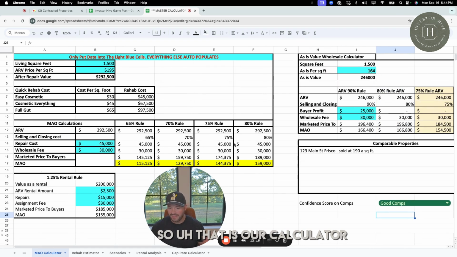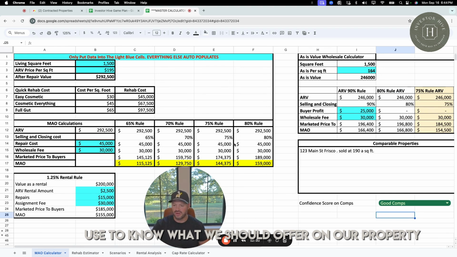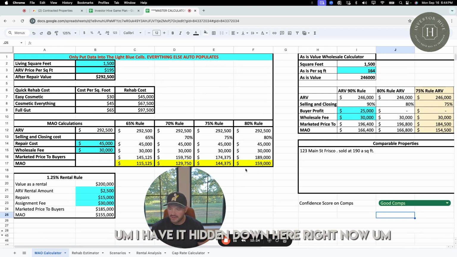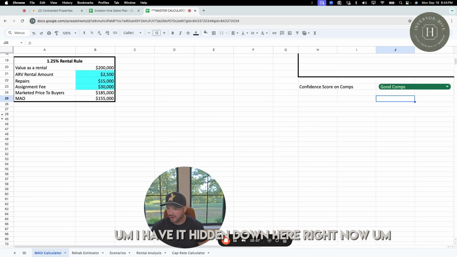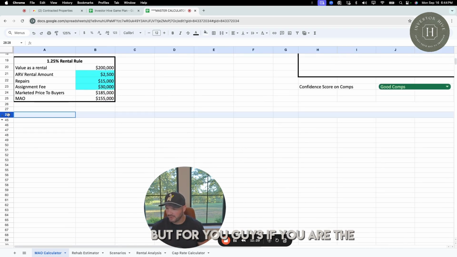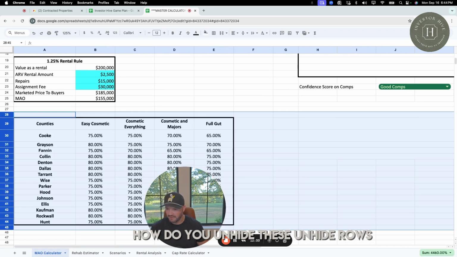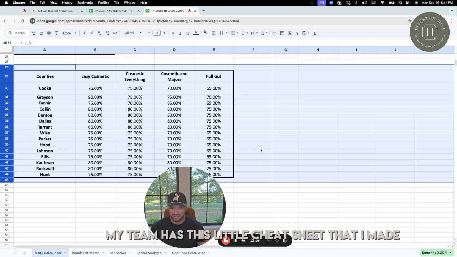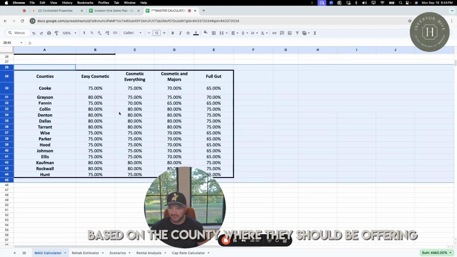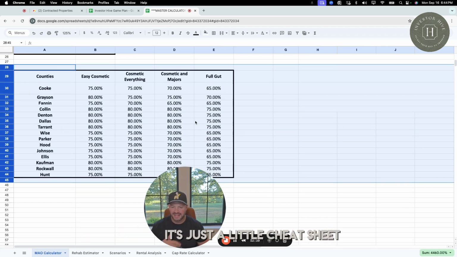So that is our calculator. This is the exact thing that they use to know what we should offer on a property based on the area. I have it hidden down here right now, but for you guys, how do you unhide these? Unhide rows. My team has this little cheat sheet that I made for them based on the county where they should be offering.